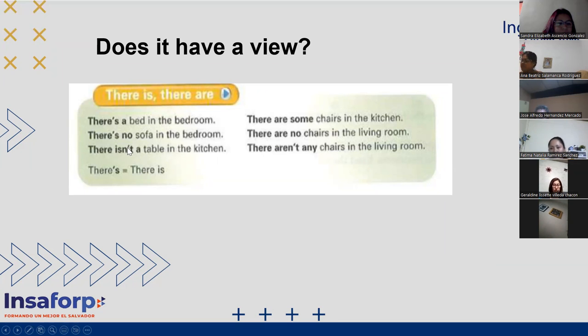Lo pueden abreviar de diferentes formas. Así, con there is no o there isn't. It is the same. This is singular and we have here plural. There are some chairs in the kitchen. There are no chairs in the living room, and there aren't any chairs in the living room. Okay, good, very good. So do you have questions about how to use there is and there are? Mañana vamos a seguir estudiando eso.